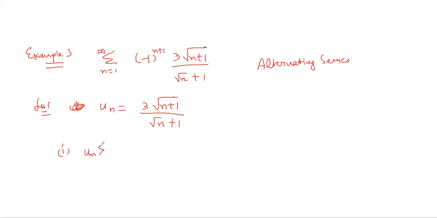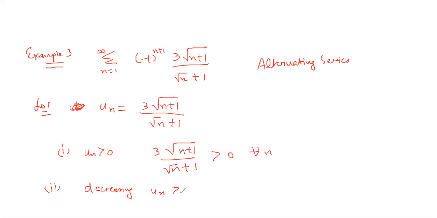So the first condition is un should be positive. It's clearly positive because we know n is a natural number. So in this term there is no subtraction involved. All functions are giving positive values. So this is positive, satisfied for all n. Second condition, we need to check the decreasing. un should be decreasing, means un should be greater than or equal to un plus 1.